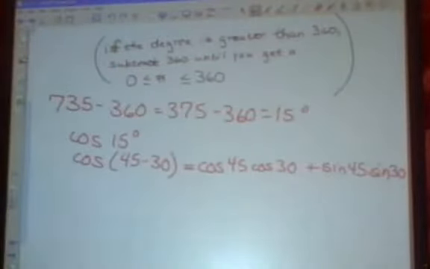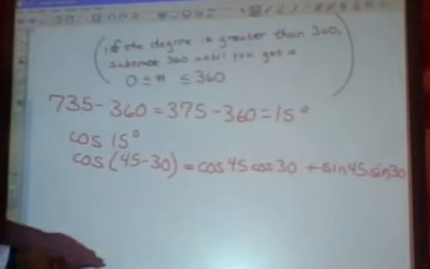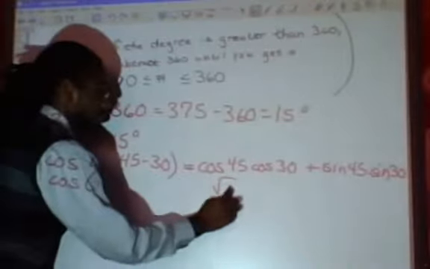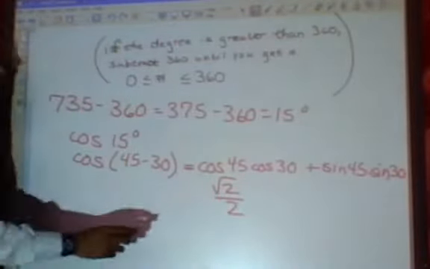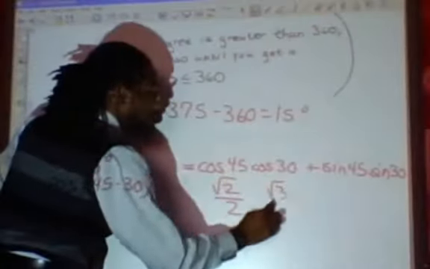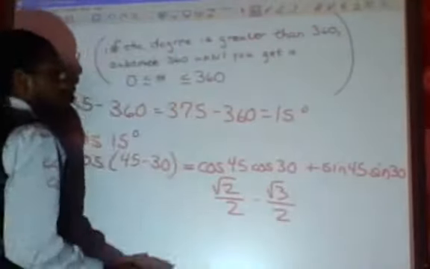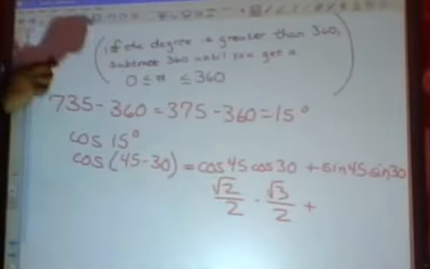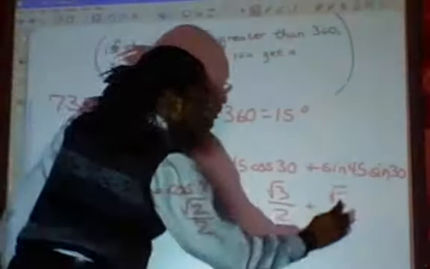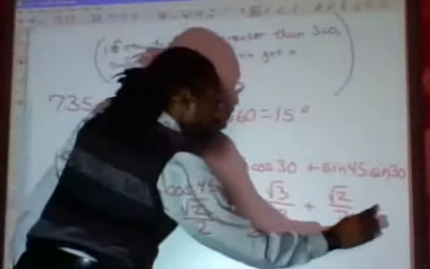And once again, the table comes back, and we have to know our values. So, cosine 45 degrees is square root of 2 over 2. Cosine of 30 degrees is square root of 3 over 2. Plus, sine of 45 degrees is square root of 2 over 2 again. And sine of 30 degrees is 1/2. So multiply by 1/2.